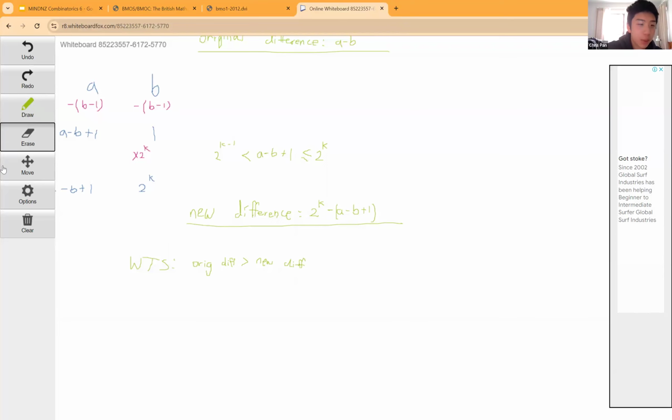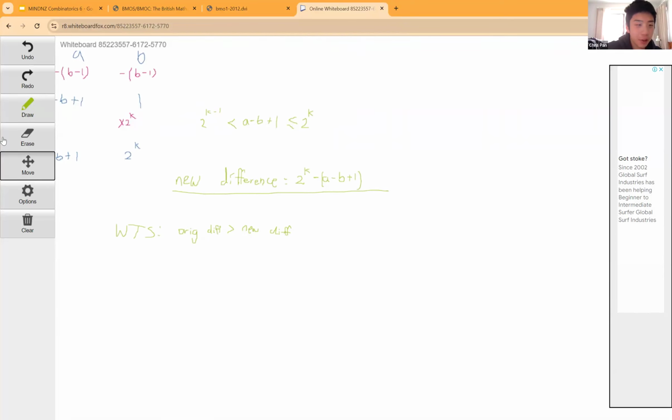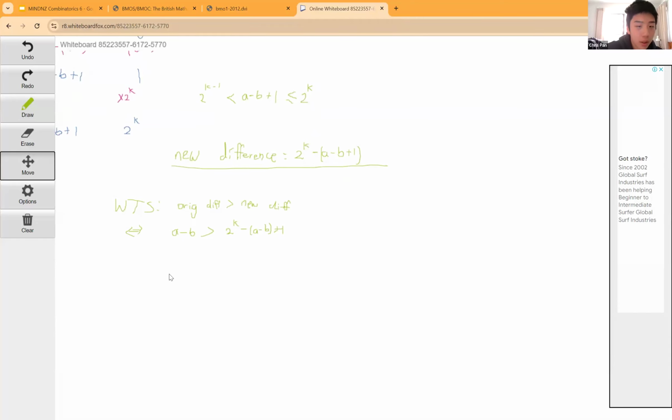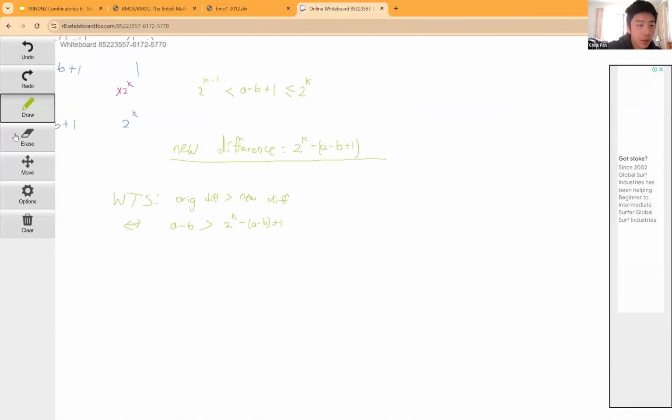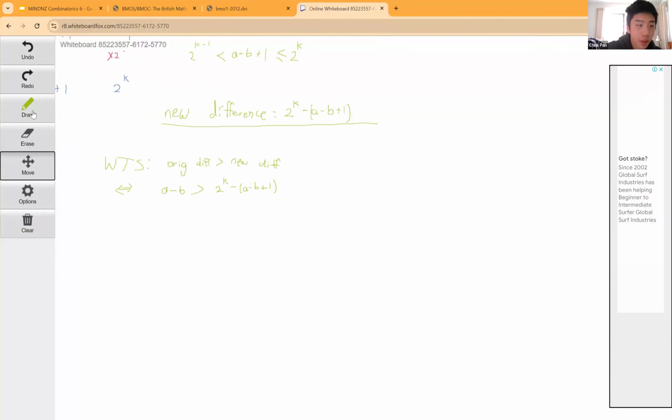Okay, but we have expressions for the original difference and the new difference, right? So if we rewrite this in terms of our variables, we have a minus b, which is our original difference, is larger than 2 to the k minus a minus b plus 1. Oh, sorry. Well, it should be inside the bracket, right? a minus b plus 1.